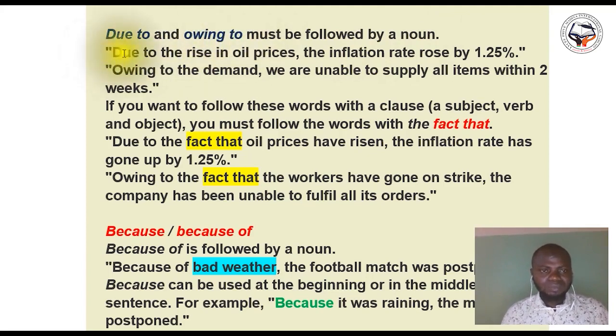Example: due to the rise in oil prices, the inflation rate rose by 1.25%. Due to the rise, so the rise is a noun. Owing to the demand is also a noun. Here is the linking word. Owing to the demand, we are unable to supply all items within 2 weeks.